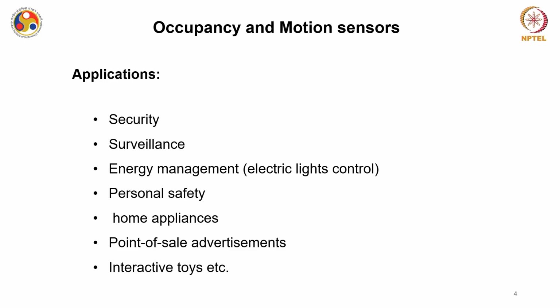For energy management, for example, electric light control. If you talk about smart buildings, you might have seen that in certain buildings when you travel through a corridor, some lights will glow, and when you leave that area, those lights will go off. So these are occupancy and motion sensors which are controlling these lights, so that if that area is occupied, only then those lights will glow. So in energy management, these devices are very popular. For personal safety, home appliances, point of sale advertisement, interactive toys, in all these applications, these sensors find their application.